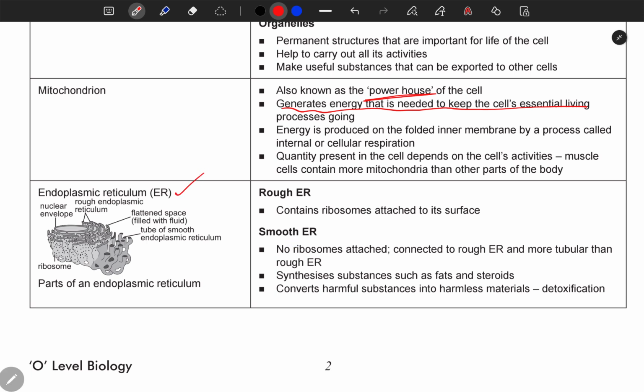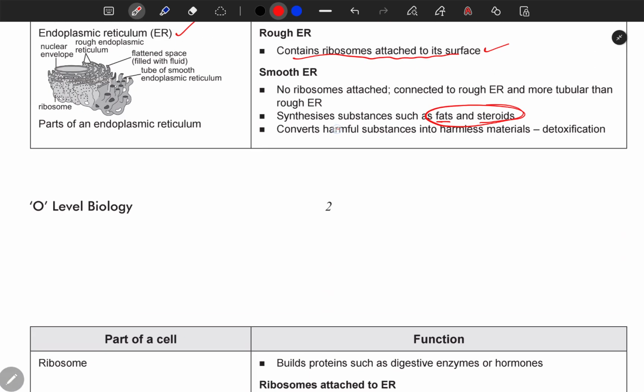There we have the endoplasmic reticulum, where we have the rough one and the smooth one. The rough one contains ribosomes attached to it. The smooth has no ribosomes, but it is connected to the rough endoplasmic reticulum. But what's their main function? Synthesis of substances such as fats and steroids. This is where the synthesis of fats and steroids occurs, on the smooth endoplasmic reticulum. You can also see the other function there: converting harmful substances into harmless materials. That process is what we call detoxification.